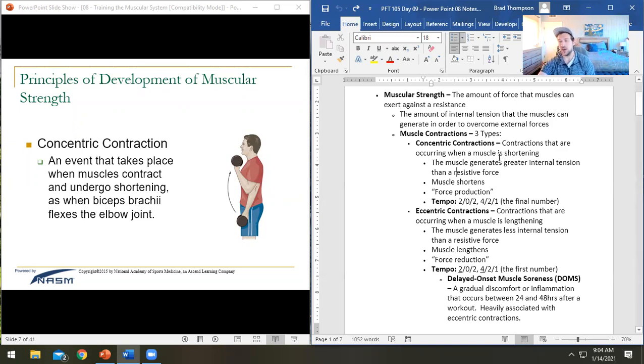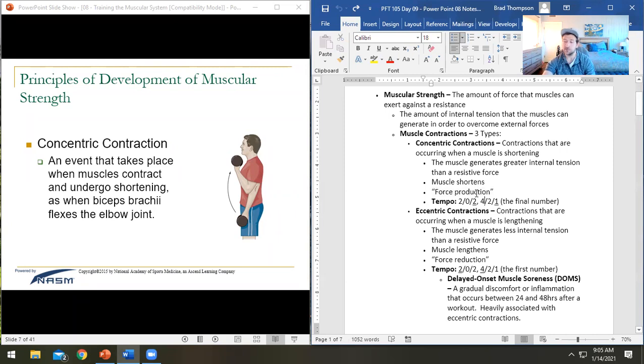So concentric contractions, like I said, the muscle is generating greater internal force. It's a shortening reaction. We can also think of concentric actions as force production. So you're generating force rather than reducing it, right? If I wanted to accelerate something, let's say I wanted to throw something really far, I would concentrically shorten a bunch of muscles so that I can accelerate and produce force onto that object that I'm trying to throw, right? So that's a production movement.